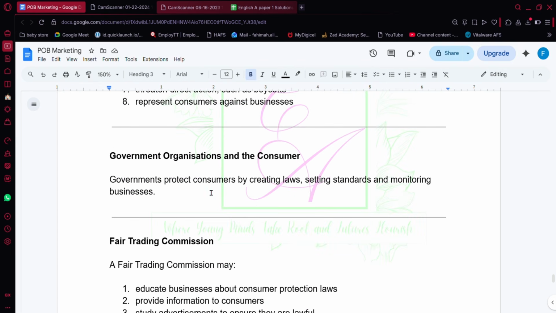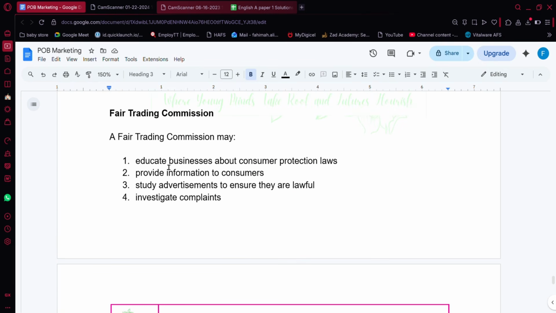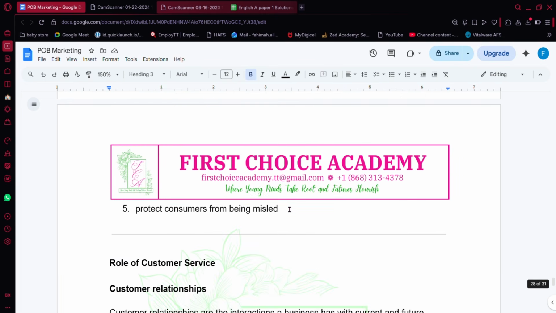Government organizations and the consumer. Governments protect consumers by creating laws, setting standards, and monitoring businesses. A Fair Trading Commission may educate businesses about consumer protection laws and investigate complaints.